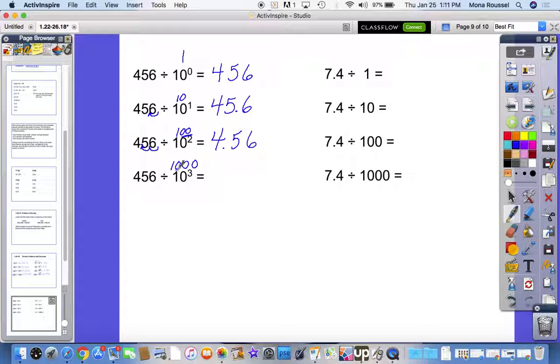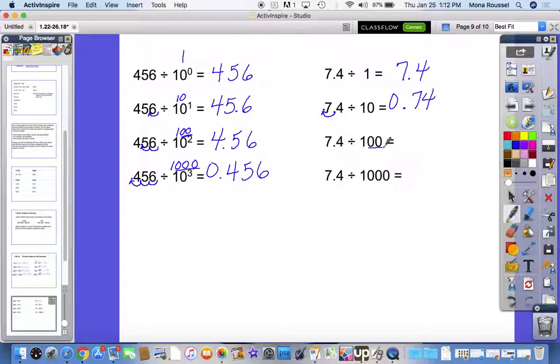10 to the power of 3 means 1,000. That represents 3 place value columns. The decimal again starts behind the whole number, and we move it 3 times to the left. So the quotient would be 456 thousandths. Here we have 7 and 4/10 divided by 1 equals 7 and 4/10. 7 and 4/10 divided by 10 means we have to move the decimal one time to the left. So the quotient would be 74 hundredths.